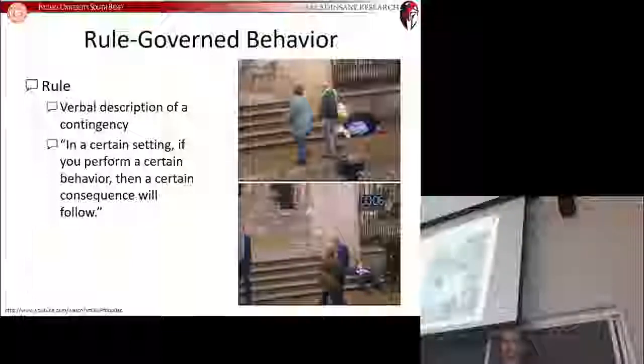So rules are verbal descriptions of contingencies, and you cannot tell a rat what the rule is, right? You cannot verbally go to a rat. You probably wish you could on some of your Sniffy assignments, but you can't go to Sniffy and say, if you press this bar, I will give you this food, right? So here's the rule. But we have seen it in other cases with human learning.